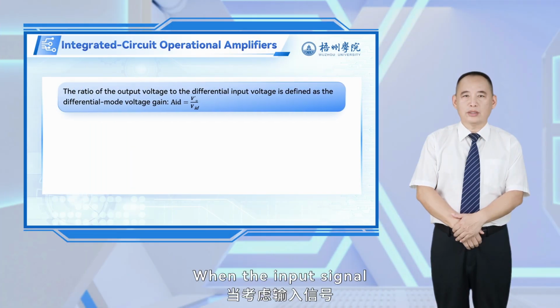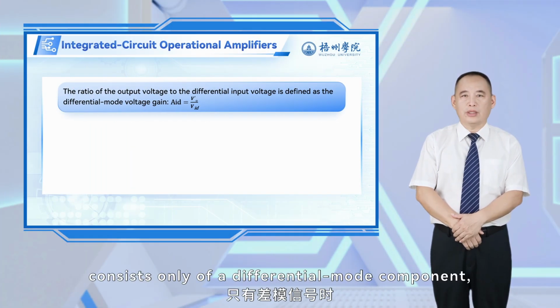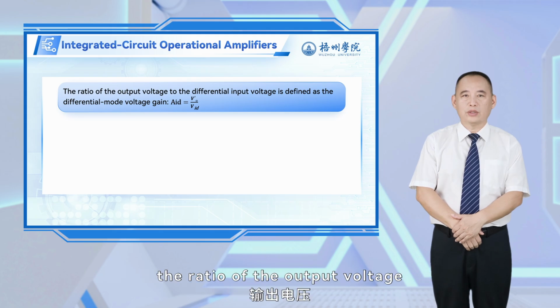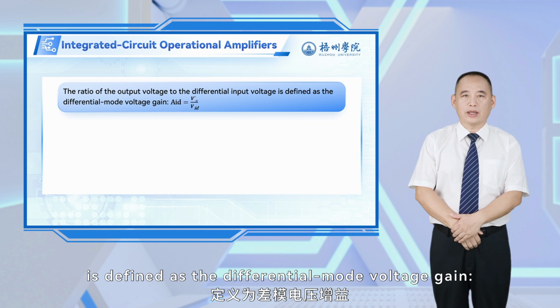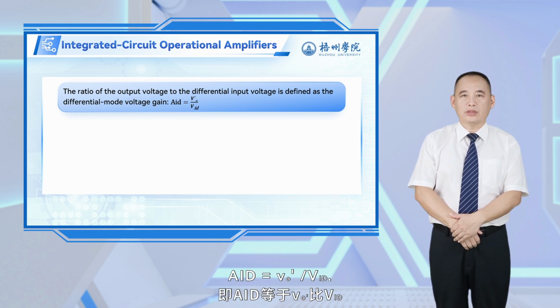When the input signal consists only of a differential mode component, the ratio of the output voltage to the differential input voltage is defined as the differential mode voltage gain. A sub ID equals V sub O prime over V sub ID.